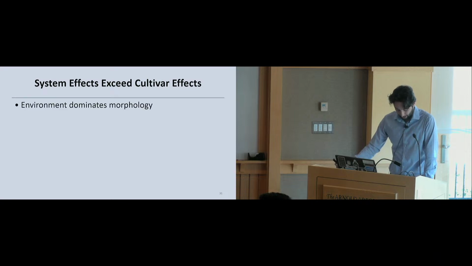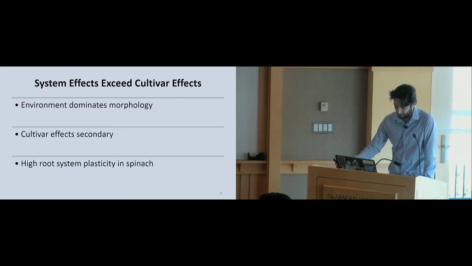So, what does this mean? Well, one of the clearest findings in our study of spinach is that system effects exceeded cultivar effects. If we think back to our hypothesis, this answered our third one affirmatively. Environment shaped root traits more strongly than genotype, and we also had high root system plasticity in spinach. And that has implications for breeding, because if environmental context dominates, then selection strategies must be system-specific.